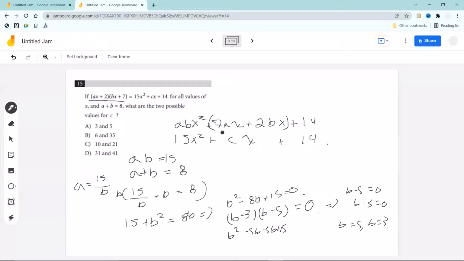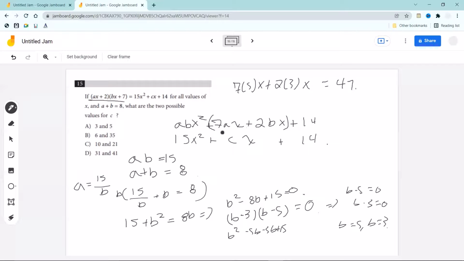So we have the 7, now we'll go back to this thing in the middle here. We have 7ax plus 2bx. So now we can find out c, because we know that a could be 5 or a could be 3 and vice versa. So let's evaluate c. Let's assume a is 5 and b is 3. So if a is 5, we'll get 7 times 5x plus 2 times 3x. That gives us a value of c that's 41.